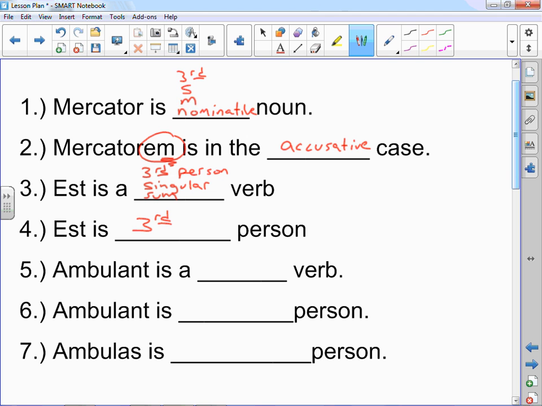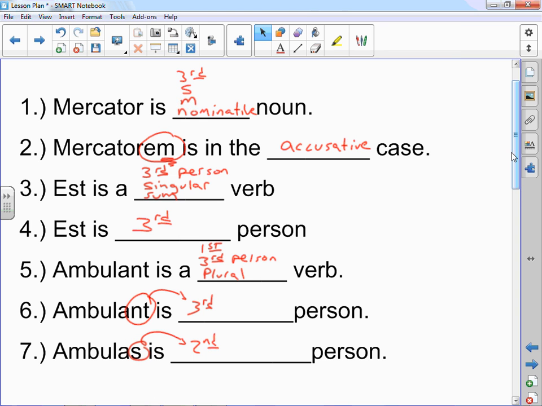Ambulant is a blank verb. Well, it's first conjugation. It is third person and it is plural. Ambulant is in the blank person, third. Ambulos is in the second person. The NT says that I am third person and plural. The S says that I am second person and singular.